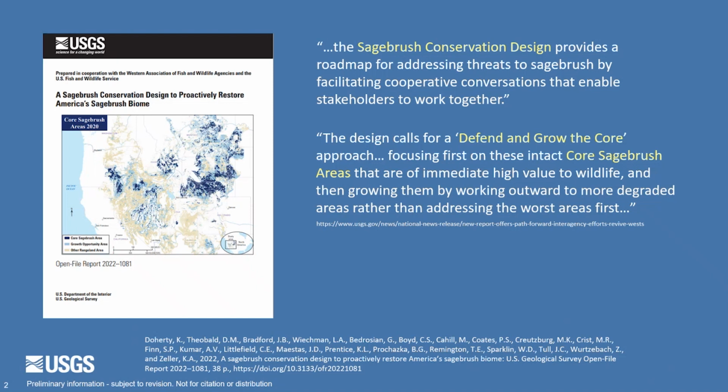And the idea here is that they evaluated ecological integrity of the sagebrush biome and developed these different classes. So there's core sagebrush areas, growth opportunity areas, and other rangeland areas. And the idea is that they can help guide this strategy that's been behind a lot of sagebrush conservation lately: defend the core, grow the core.